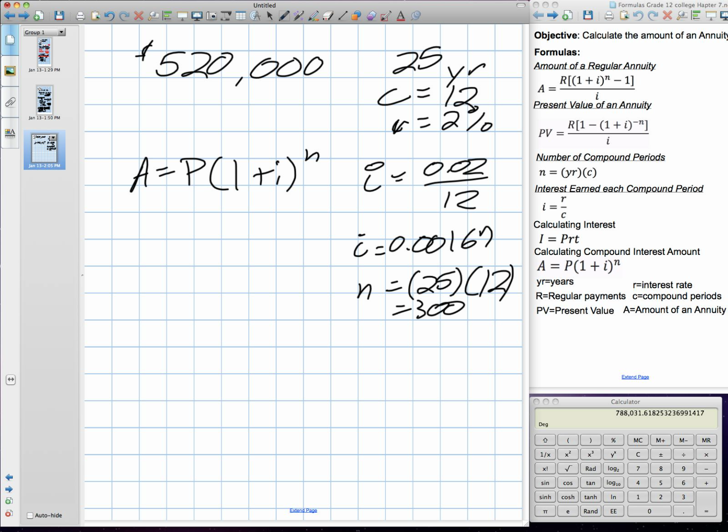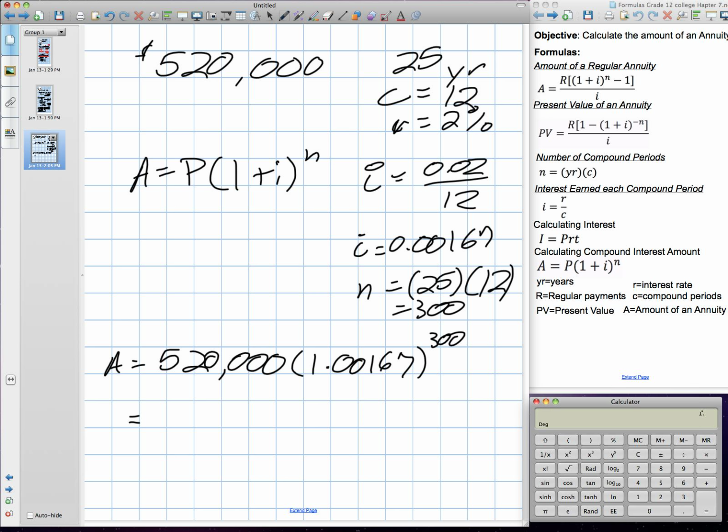So let's plug that amount in. We're going to solve for A. The present value or the principal that we put in would be that money that we took from them, 1.00167 to the power of 300. We're going to put that in the calculator in one quick shot. So 1.00167 to the power of 300.